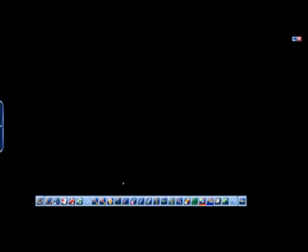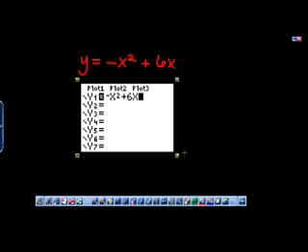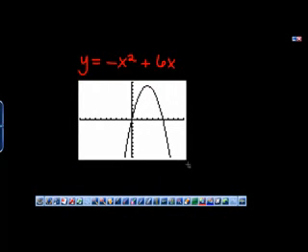Let's try another one. Y equals negative x squared plus 6x. Plug that into your graphing calculator, and it should look like this. Hit the graph button, and you will get this graph.